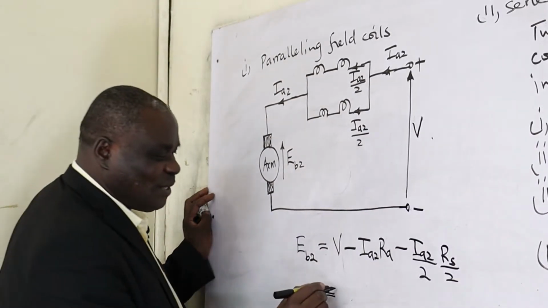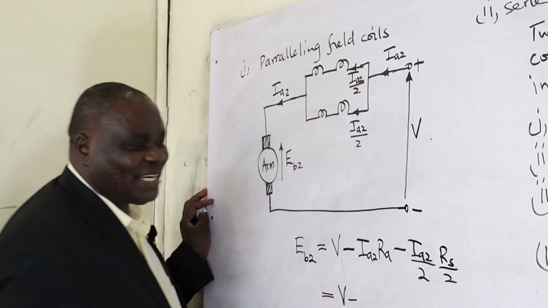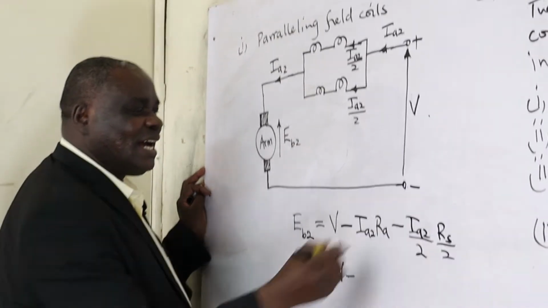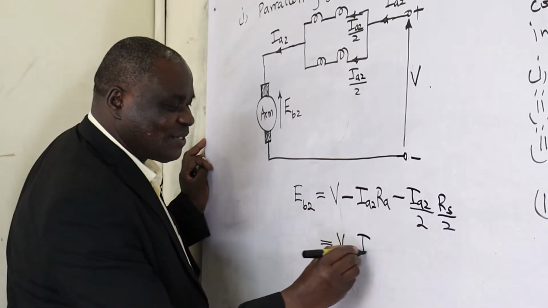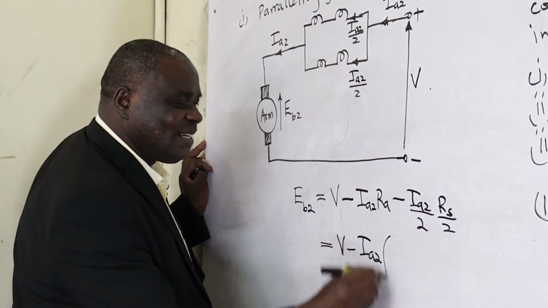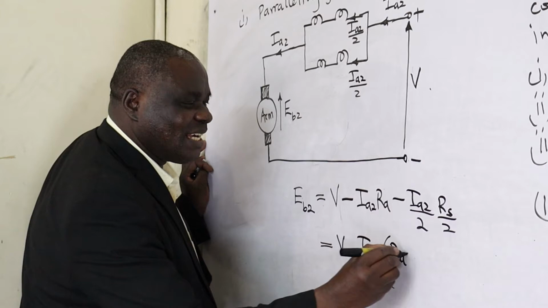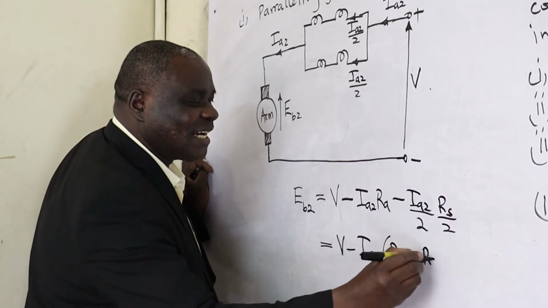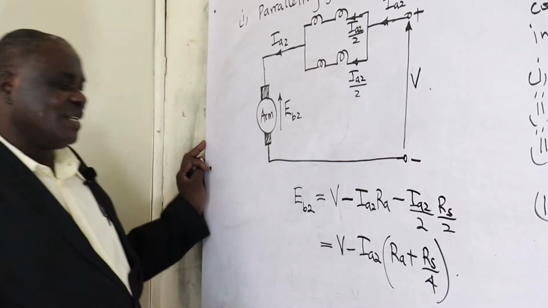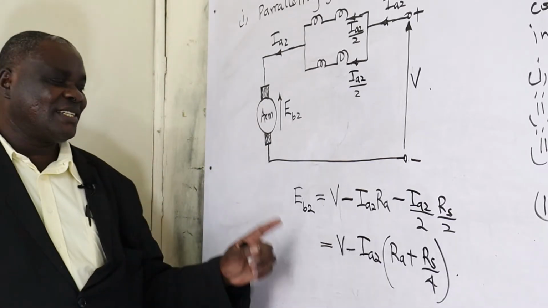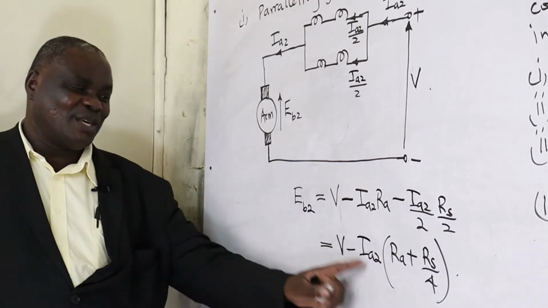So this will be equal to V minus IA2, which is common, so we take it out. Therefore, we have RA plus RS, but we divide by what? By 4. So this will give us the evaluation of EB2.